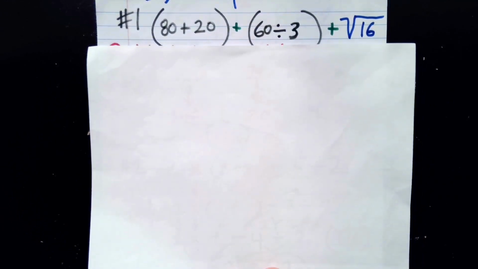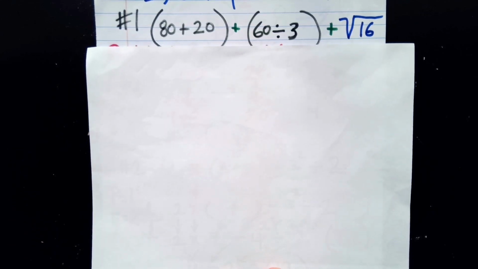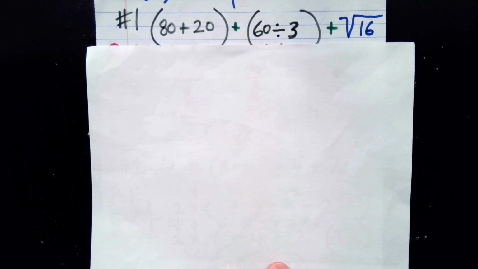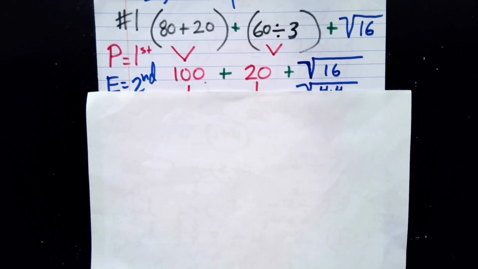So here's an example problem. We have 80 plus 20 inside the parentheses plus 60 divided by 3 inside the parentheses plus the square root of 16. So you're going to want to try to do everything inside the parentheses first if you can. I know 80 plus 20 is 100 plus 60 divided by 3 is 20. And then you're just going to bring down the plus and the square root of 16 like you see here.